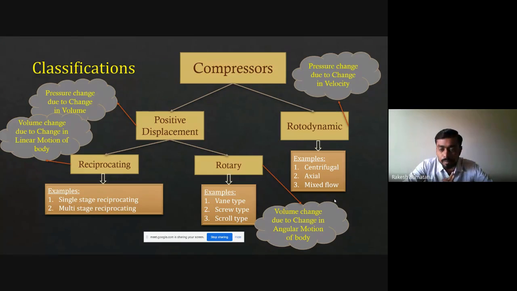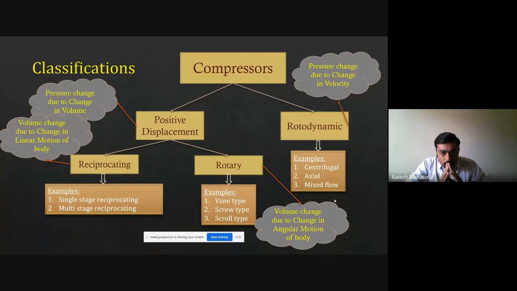Apart from this classification, there is another terminology based on pressure ratio. What is pressure ratio? Pressure ratio is the ratio between the outlet pressure or delivery pressure to the suction pressure or inlet pressure. Mostly three technical words are used with the pressure ratio: one is fan, another is blower, and the third is compressor. When the pressure ratio is around 1.1, meaning a lower pressure ratio, it is known as a fan. If the pressure ratio is in the middle, it is known as a blower, and if the pressure ratio is higher, it is known as a compressor.